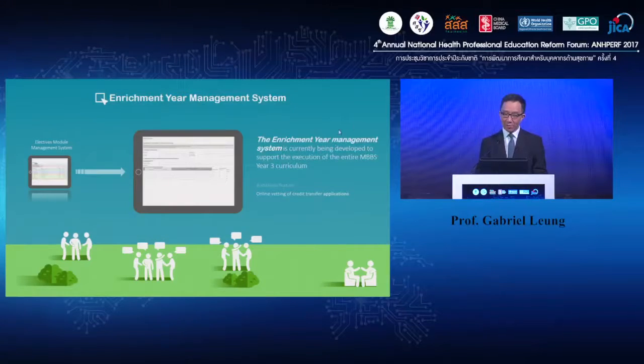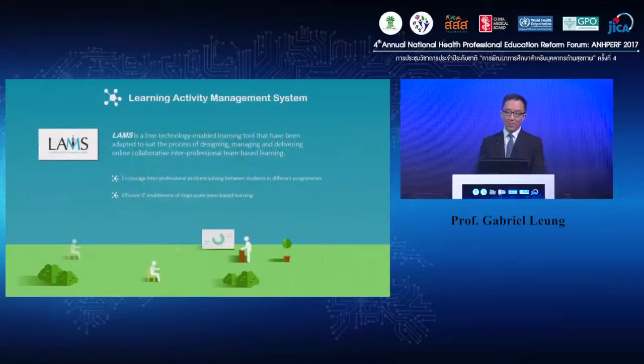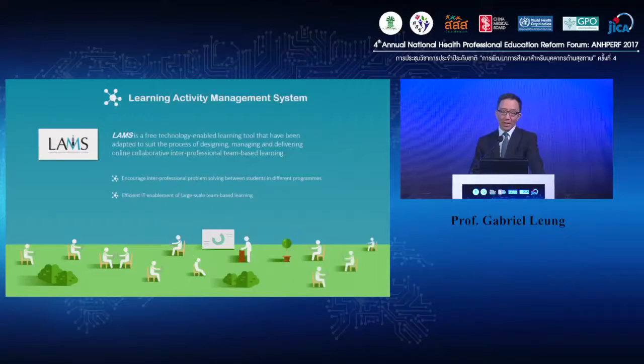Well, we have this enrichment year management system, which we are currently developing because the enrichment year will start next September. This also allows for inter-university online vetting of credit transfer applications because we've got so many university partners around the world. Then there is this learning activity management system. This is actually free technology. This is generic, off the rack. You can get it free, and you then adapt it.